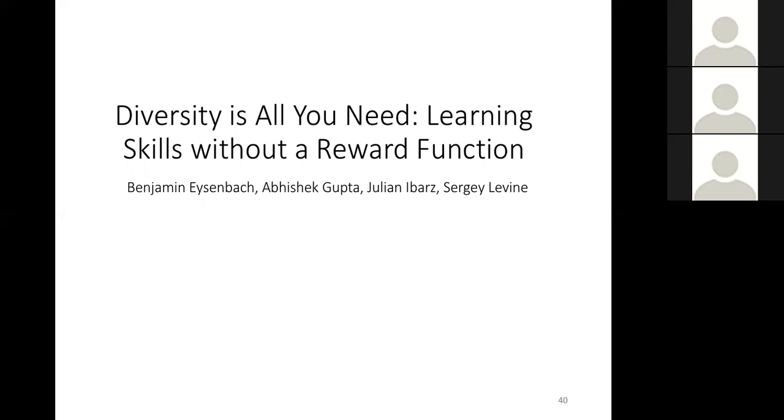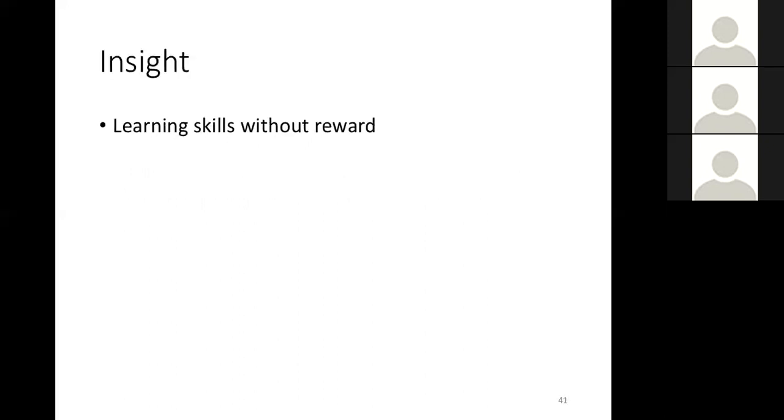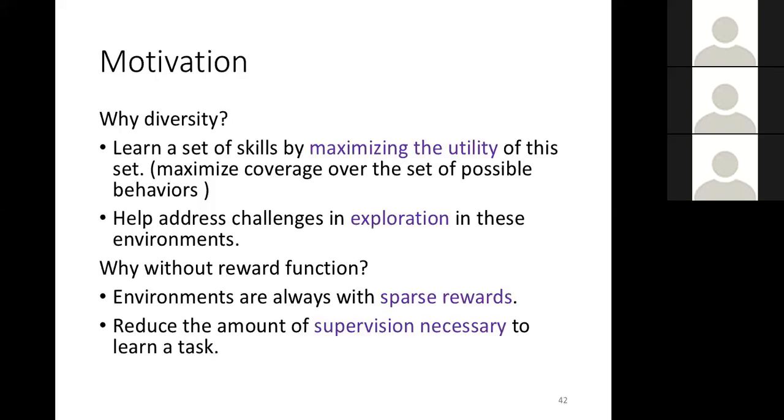Okay, the last algorithm is Diversity Is All You Need. The insight of this paper is skills without reward. Here the skills mean the options, the policies of the options. It considers an unsupervised reinforcement learning problem to learn diverse skills or options. Why do they consider diversity? Because it can learn a set of skills by maximizing the utility of this set and maximize the coverage over the set of possible behaviors. It can also help address the challenge in exploration.